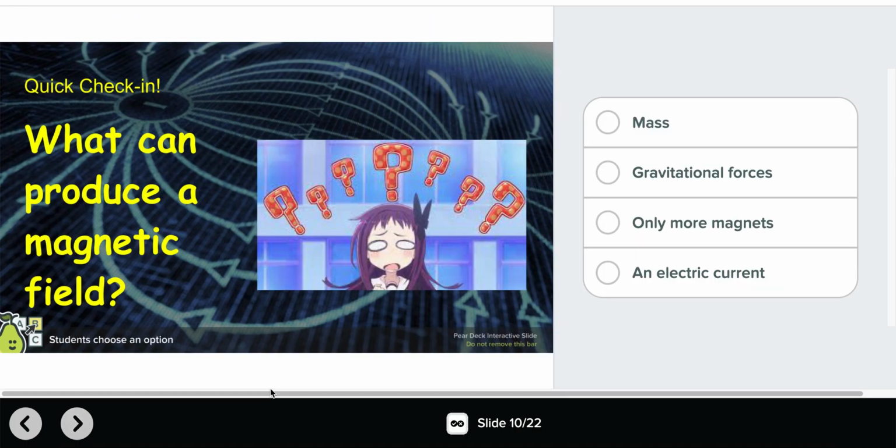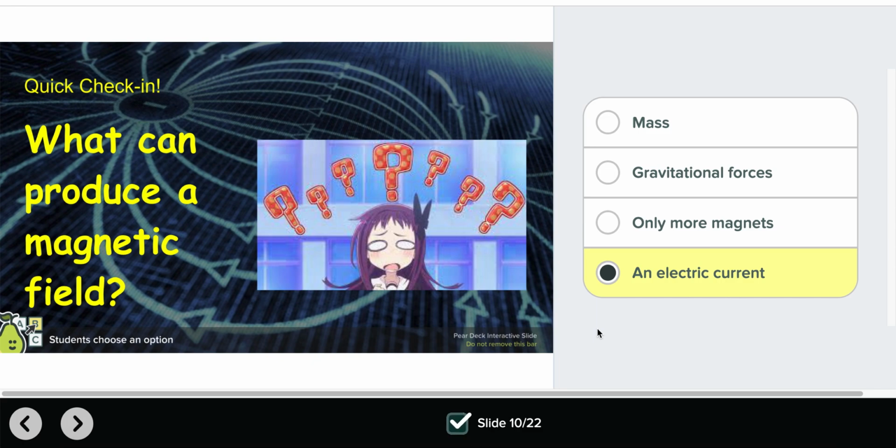Okay, so let's see who was paying attention, and we're going to do a really quick check-in. What can produce a magnetic field? Is it mass, gravitational forces, only more magnets, or an electric current? I'm hoping you picked one of those answers. Hopefully you're paying attention to the video and you know exactly which one is correct. And it's going to be an electric current.